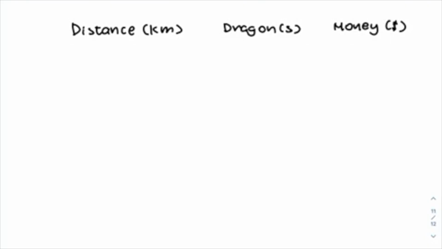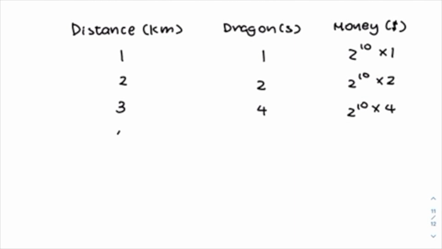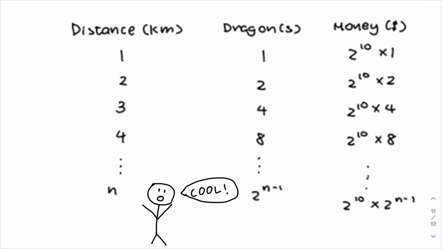To break this down, for the first km you walk, you would meet 1 dragon, which gives you 2 to the power of 10 times $1. For the next km, you would meet 2 dragons, which gives you 2 to the power of 10 times $2. For 3 km, you would meet 4 dragons, which gives you 2 to the power of 10 times $4. For 4 km you walk, you would meet 8 dragons, which gives you 2 to the power of 10 times $8. So for every n km you walk, you would meet 2 to the power of n minus 1 dragons, and it would give you 2 to the power of 10 times 2 to the power of n minus 1 dollars.